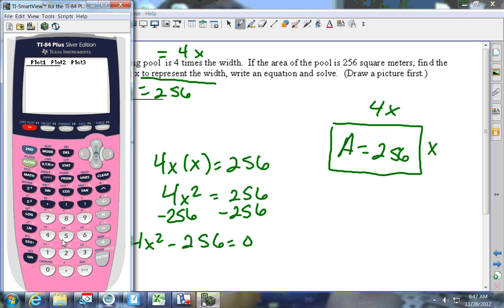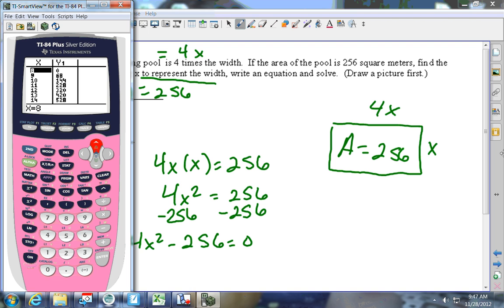I'm going to go to y equals and put in there 4x squared minus 256. Let's graph first. I'll see if maybe it's in here. Okay, well, I see there's 2 roots, one positive, one negative. Really, do I need to look for the negative one? No, because I don't need that. We're looking for the width. So I'm going to look over here. It looks like maybe it's at 8. Let's go over here and look at positive 8. Sure is, because it says 8, 0.